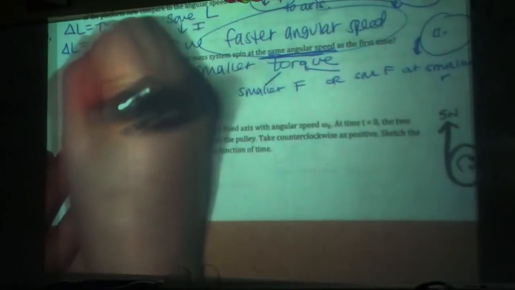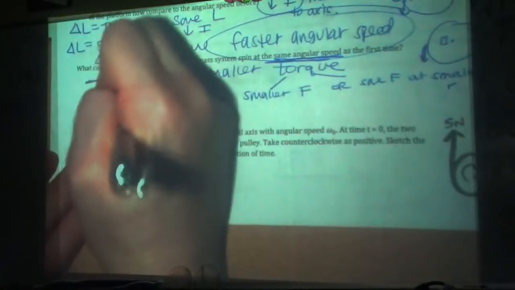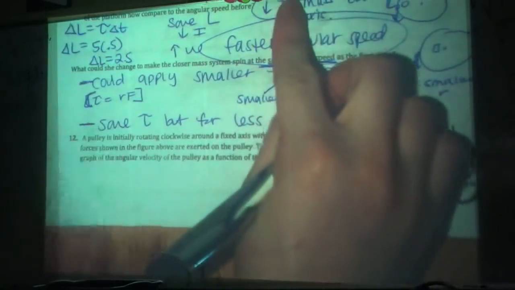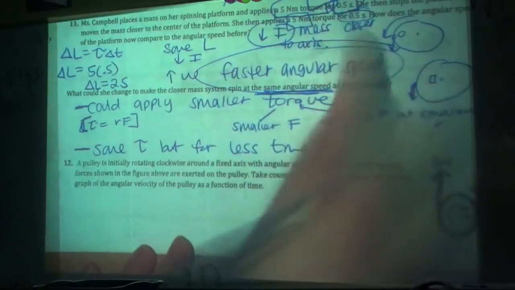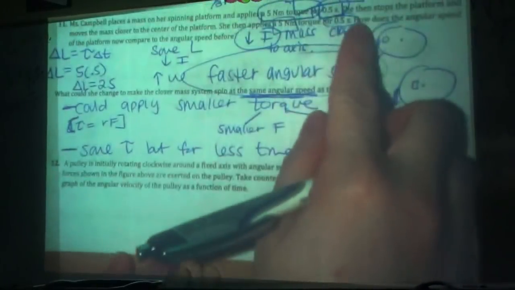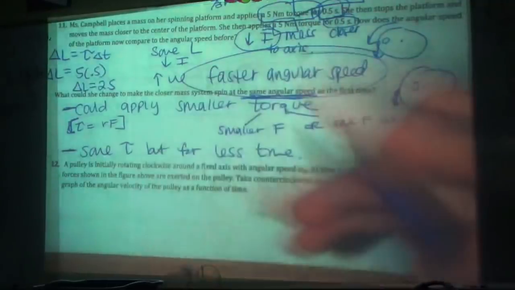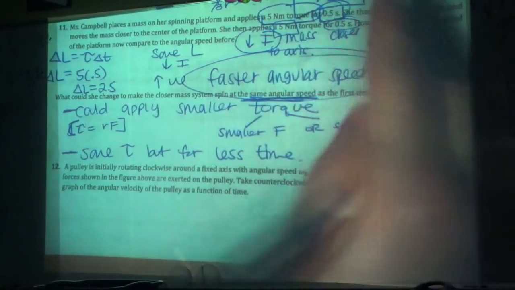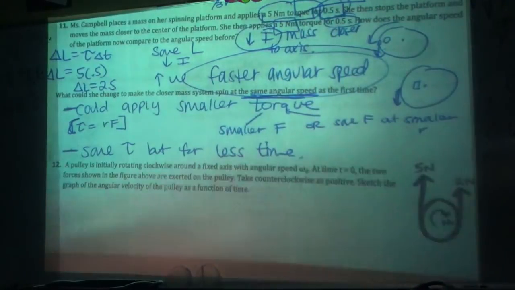Or, instead of applying a smaller torque, you could keep the exact same torque, but for less time. So let's say you still apply the 5 Newton torque, but now instead of applying it for 0.5 seconds, you only apply it for 0.3 seconds, etc. That would decrease how much momentum it has after the torque because you're not putting the same amount into it.